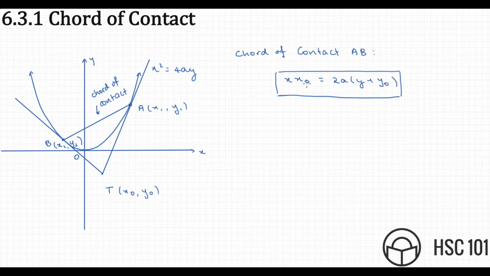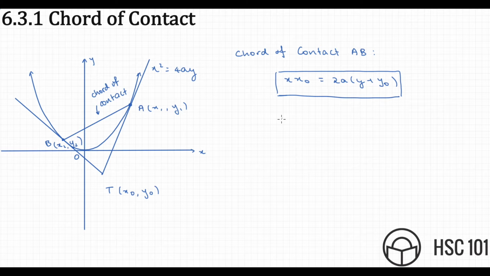So out of all the formulas that we've looked at, the equation of the tangent, equation of the normal, equation of the chord, they all have to be proven whenever we need to use them. The only exception is the chord of contact. If you want to use the chord of contact equation, then you can go ahead and quote it straight away. Of course, a is still the focal length, and x0, y0 are the coordinates of your external point, T.